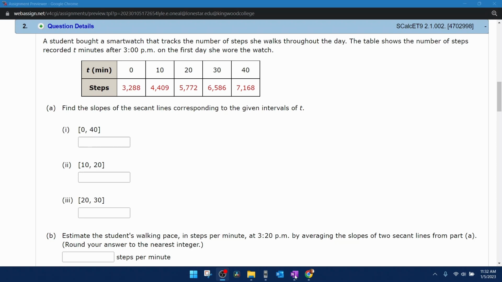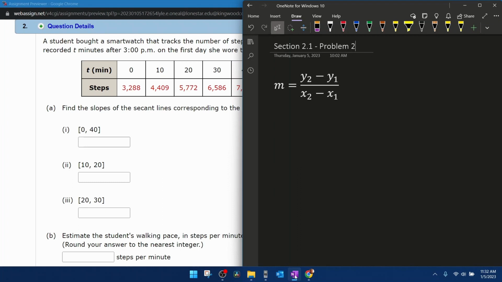The table shows the number of steps recorded T minutes after 3 p.m. on the first day she wore the watch. So that's important to note that the values of T are the number of minutes after 3 p.m. Part A: find the slopes of the secant lines corresponding to the given intervals of T. We're going to use the slope formula first to find the slope on the interval from 0 to 40.